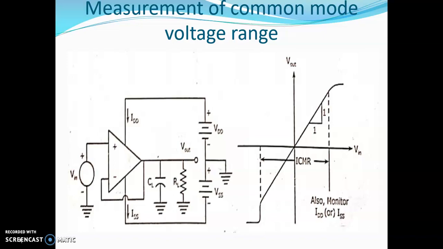So in the last section, we have seen about measuring the power supply rejection ratio. Now we will be seeing the measurement of common mode voltage range.